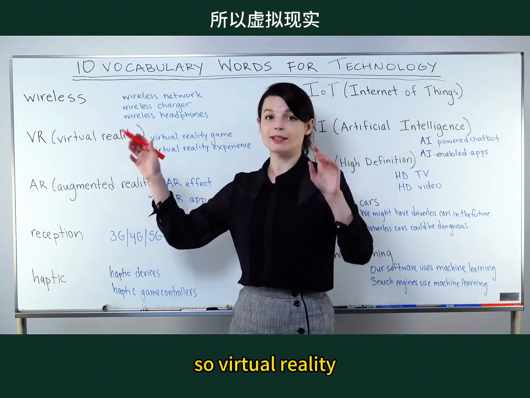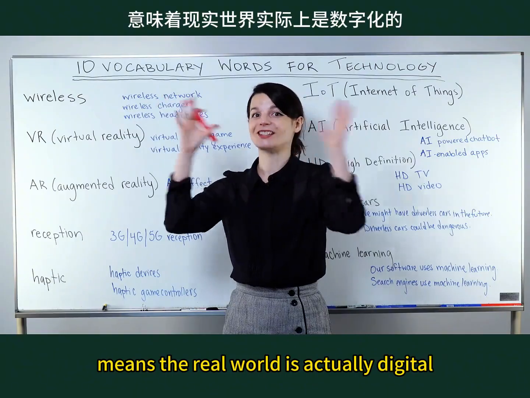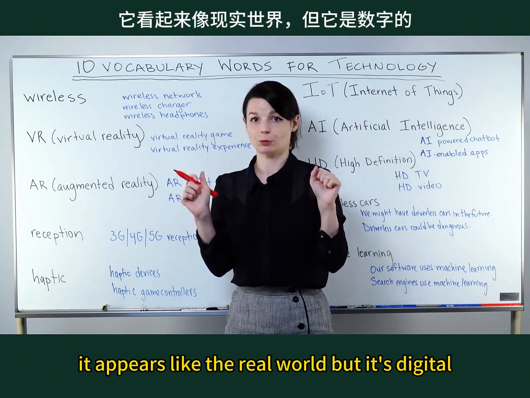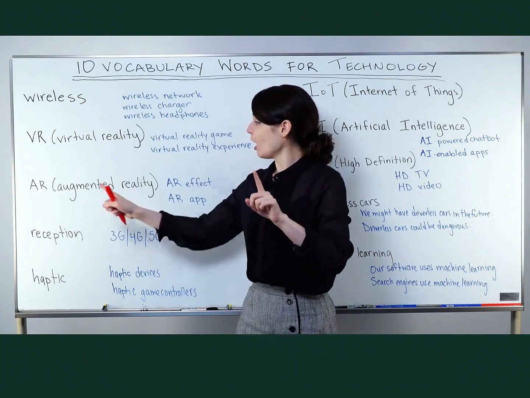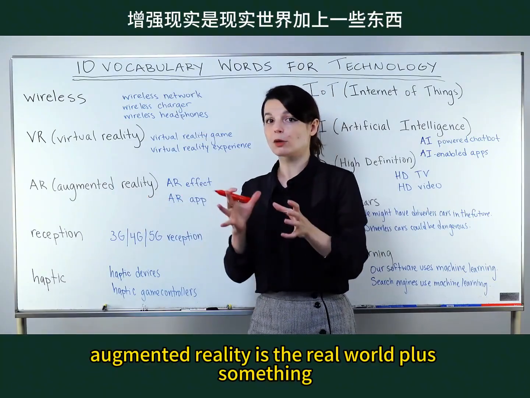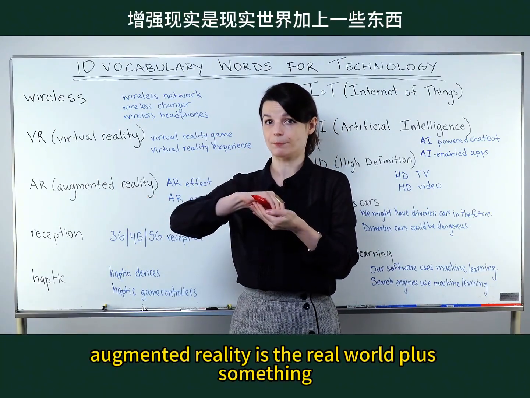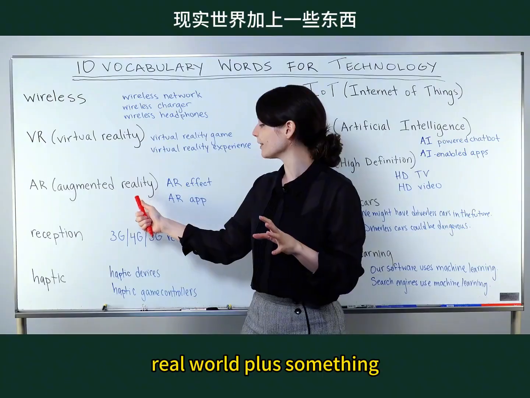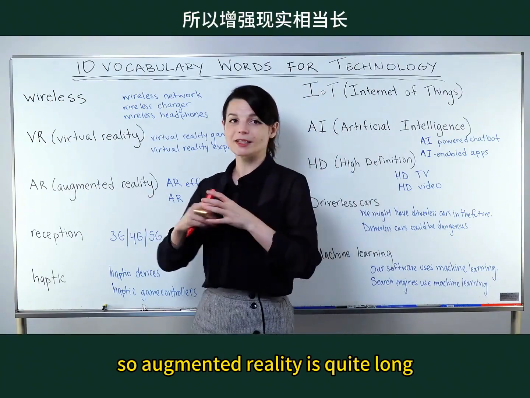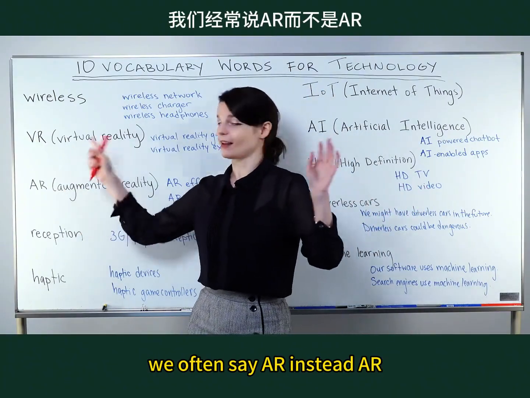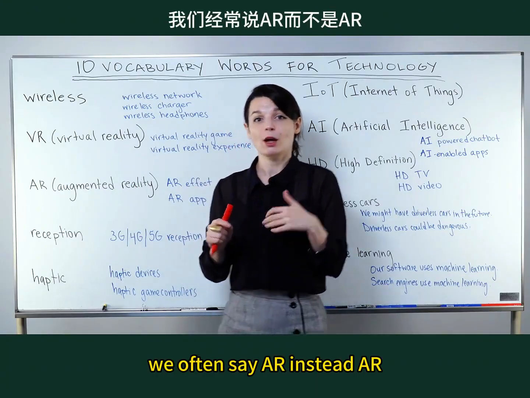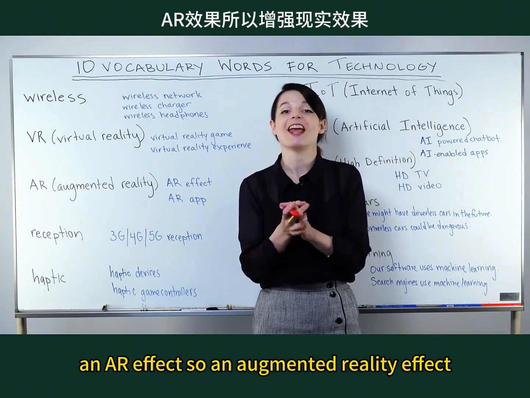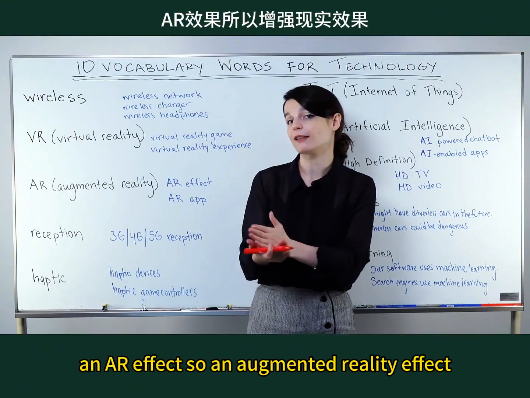So virtual reality means the real world is actually digital. So it's not really the real world. It appears like the real world, but it's digital. Augmented reality is the real world plus something. So this is a big difference between these two. Real world plus something. So augmented reality is quite long. We often say AR instead. We use AR in expressions like this, an AR effect. So an augmented reality effect.